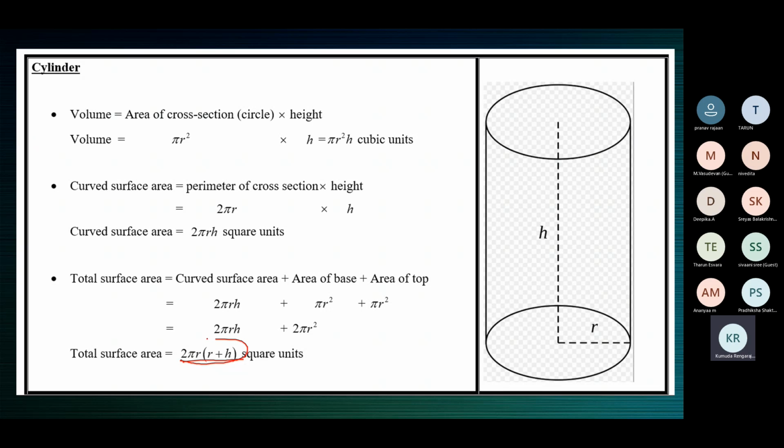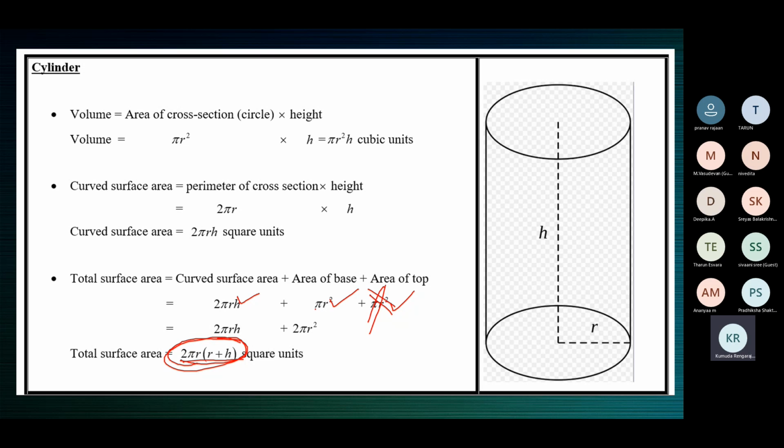This is the formula where the circles are covered. That is, the cylinder is a solid cylinder. 2 pi r. See what all we are adding. We consider the curved surface area, the area of the base, the area of the top. All this put together is 2 pi r into r plus h. But if one circle is absent, then don't add this. 2 pi rh plus pi r square, like in the case of a tumbler.